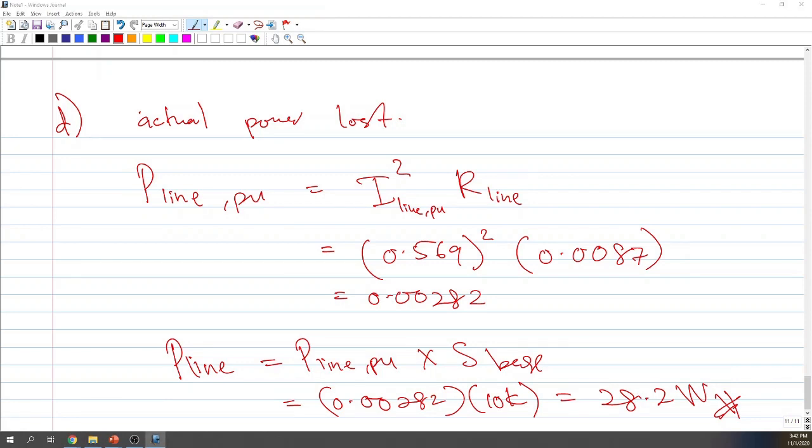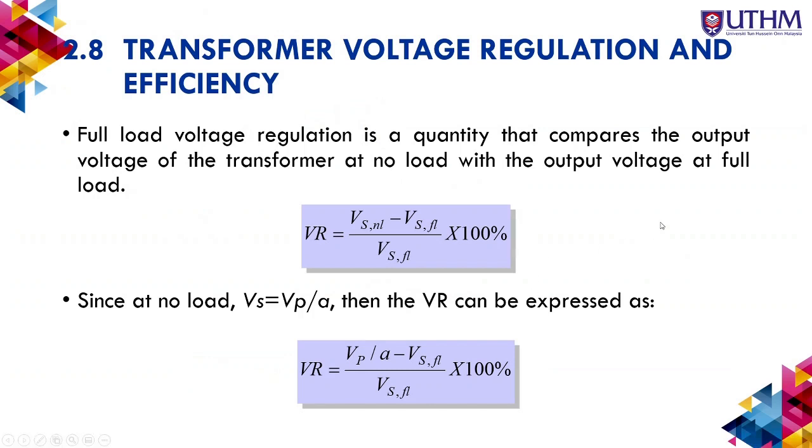Mana slide ni? So now kita nak masuk dalam subtopik yang baru, which is the transformer voltage regulation and efficiency. Okay, so kalau kita nak senang ingat, voltage regulation ni adalah seperti error sebenarnya. Sebenarnya senang nak ingat macam error lah. Sebab error adalah apa perbezaan di antara macam sebelum dan selepas, perbezaan dia berapa. Okay, so in term of percentage. Okay, so same goes to here.